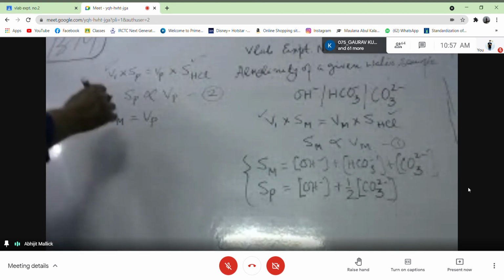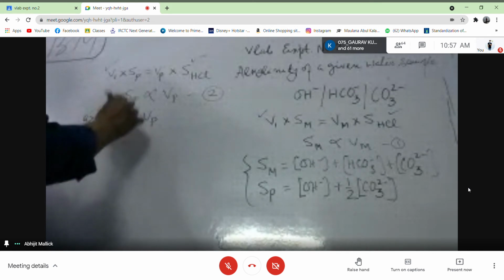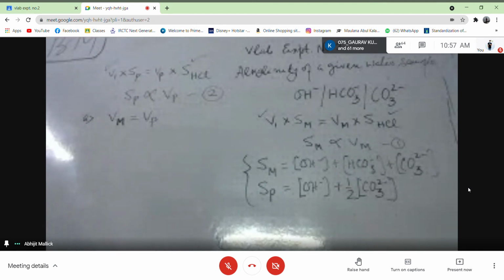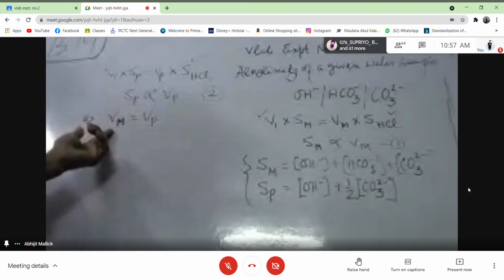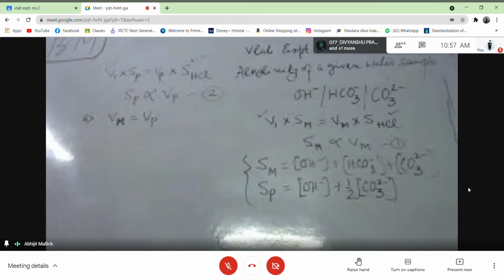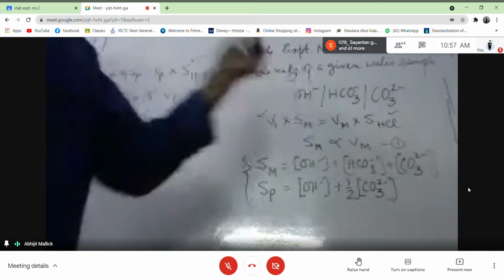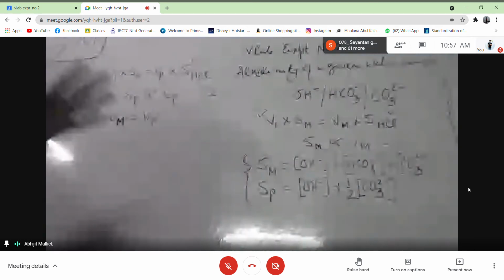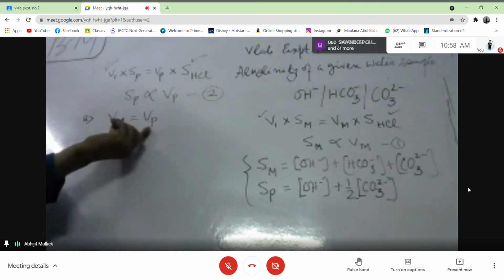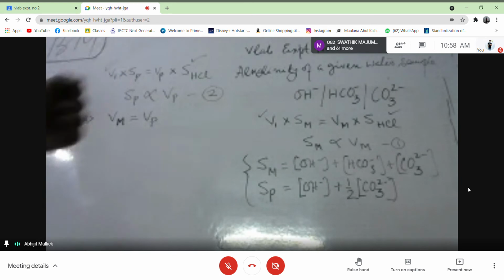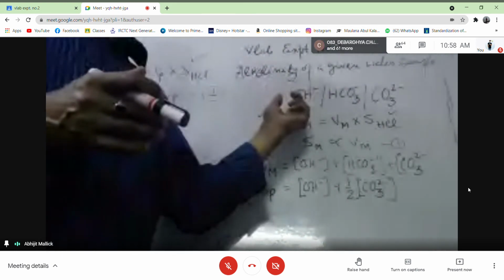So here you can see, if for the water sample, table 2 burette reading and table 3 burette reading are equal, then we can conclude that the water sample contains only OH minus. Using two indicators only we can conclude this; not with methyl red or phenolphthalein alone. Only using the table 2 and table 3 results, if these two are the same, then we can conclude that the sample water contains only OH minus.